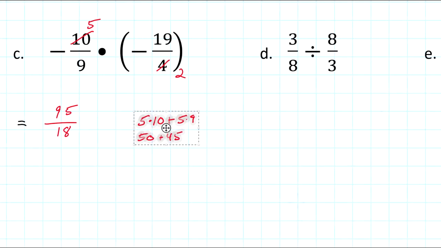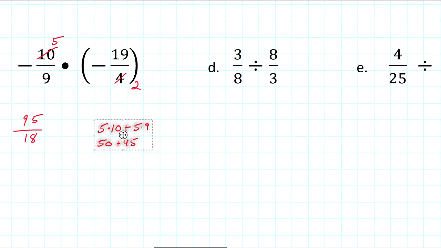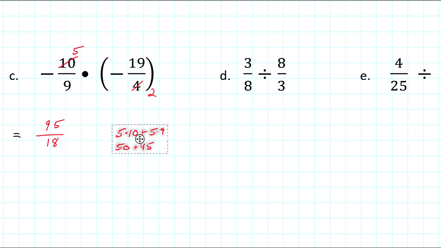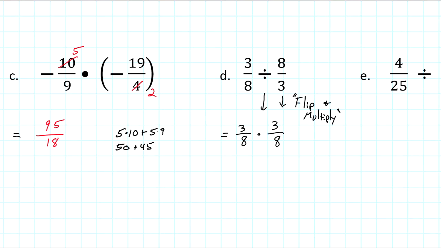All right, now we get to our division problems. Division is the opposite of multiplication. So if it's the opposite of multiplication, what we can do is we switch it to multiplication, but we flip the second one. So we say that we're going to flip and multiply. So as long as we do that step first, then we can just follow our multiplication rules.